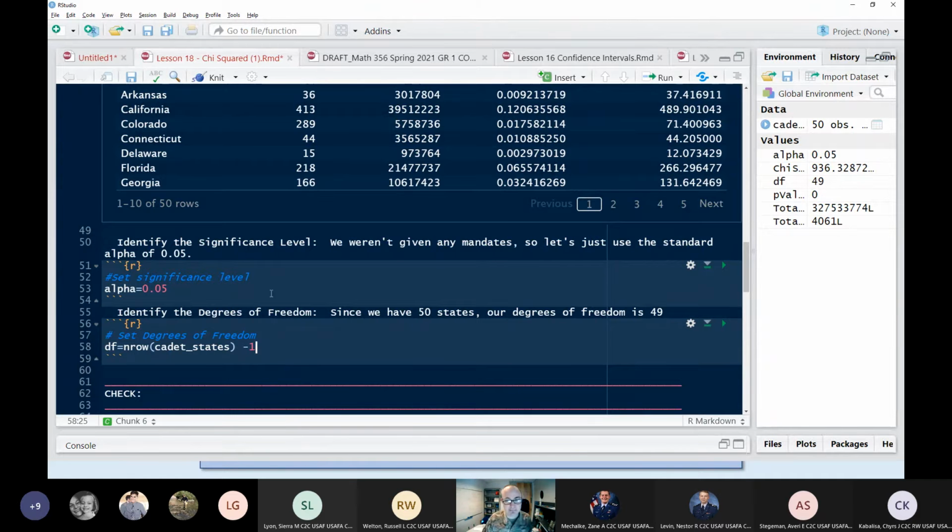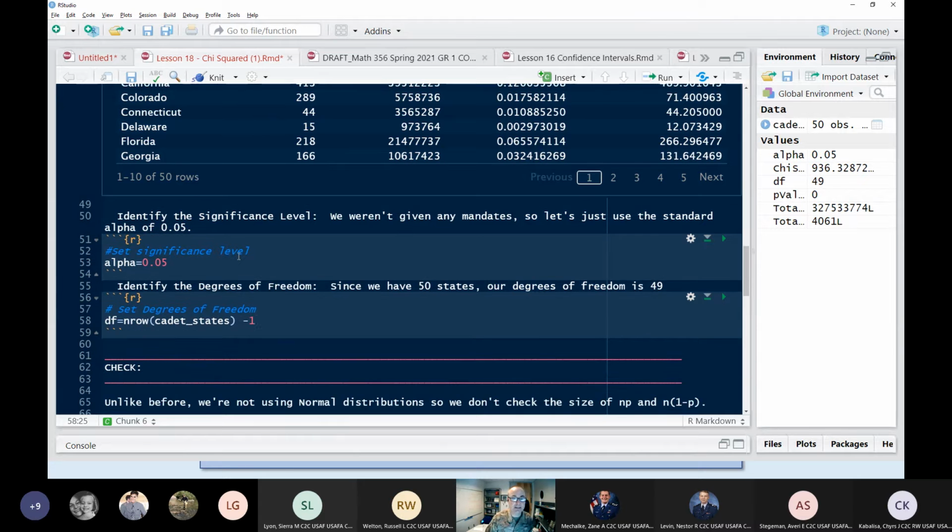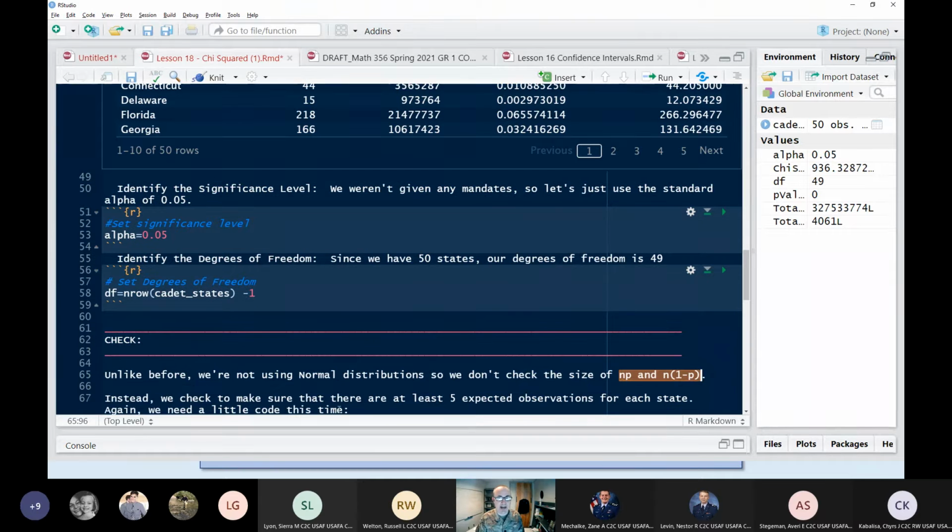Okay, so the check step is going to be a little different. Before, when we were checking sample size, we asked whether np is greater than or equal to 10 and whether n times 1 minus p is greater than or equal to 10. That was to make sure the normal distribution conditions work for the central limit theorem. We are now doing a goodness of fit, so n and p don't really make sense here. We still have to check our size, but we have a new way to check.